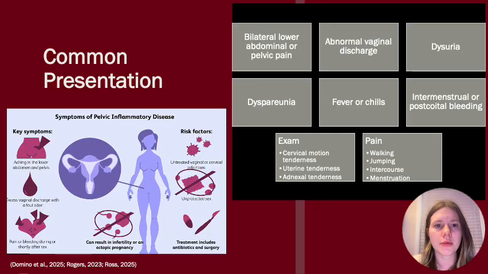So here are some common presenting symptoms of PID. The most common one is bilateral lower abdominal or pelvic pain, but some other frequent symptoms include abnormal and purulent vaginal discharge, dysuria, dyspareunia, fever or chills, intermenstrual or postcoital bleeding, and then also on examination, cervical motion tenderness, uterine tenderness, and adnexal tenderness are classic findings.